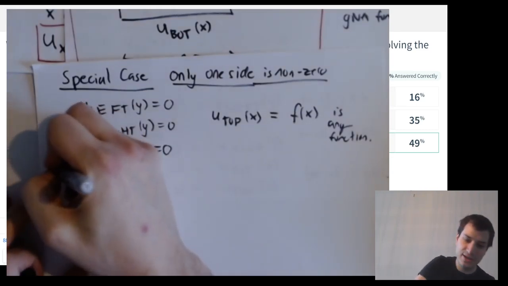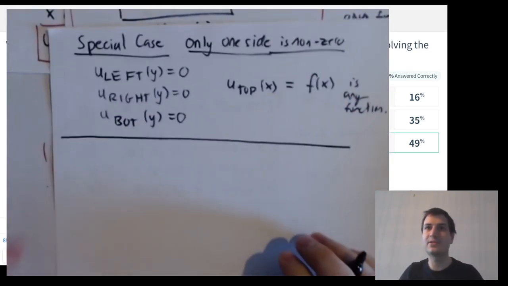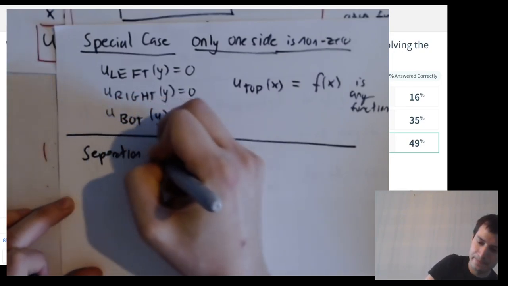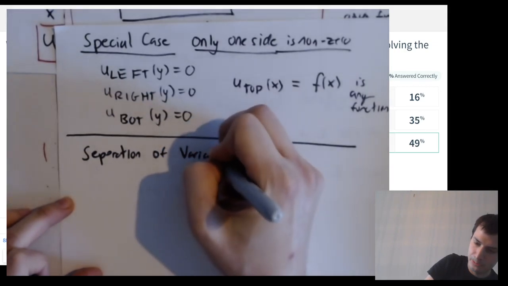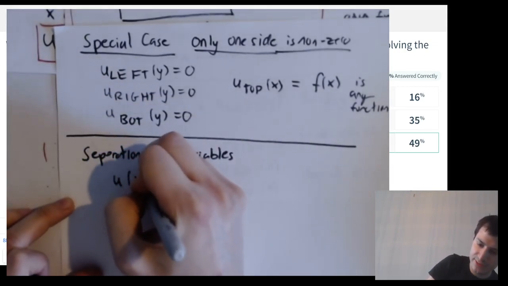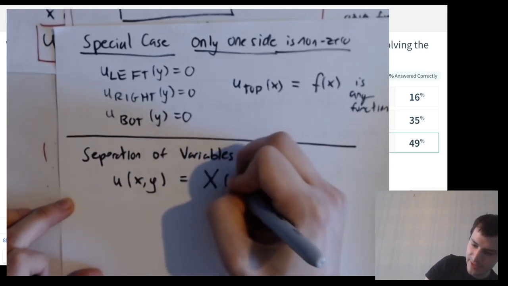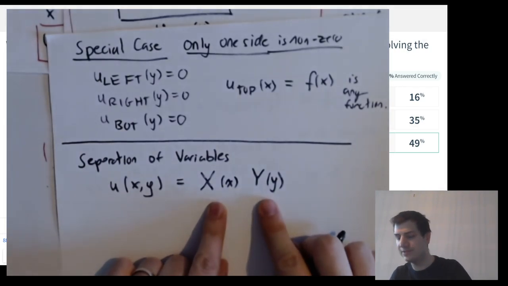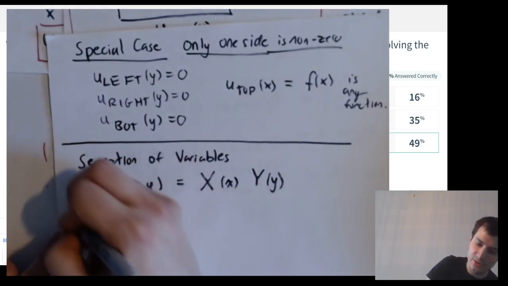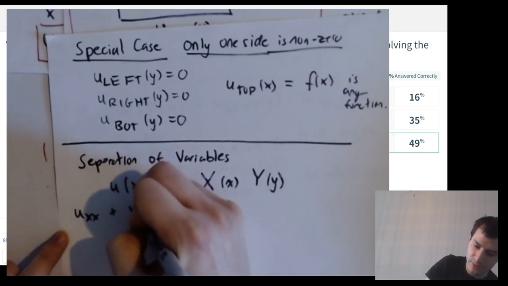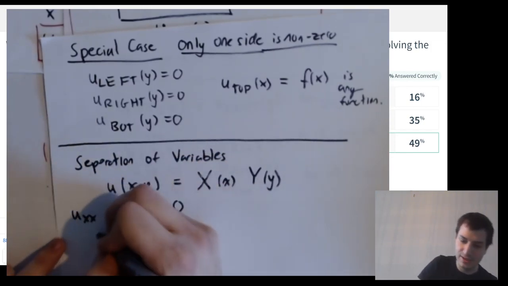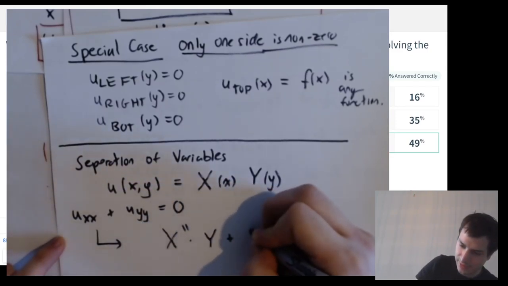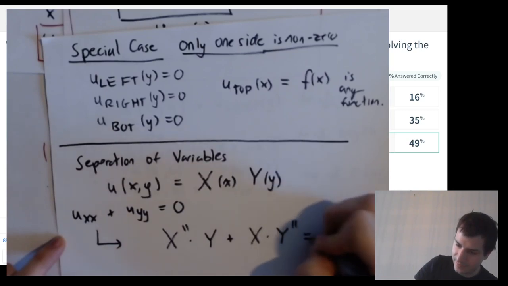Okay, so the first thing you gotta do, for every PDE problem, if someone says solve a PDE, in this class, it's going to be separation of variables. So we're going to try the solution u of x,y equals X of x times Y of y. So capital X and capital Y are these unknown functions. And we're going to plug that into the PDE. If you plug that into u_xx plus u_yy equals 0, that's the equation, then you get X'' times Y plus X times Y'' equals 0.